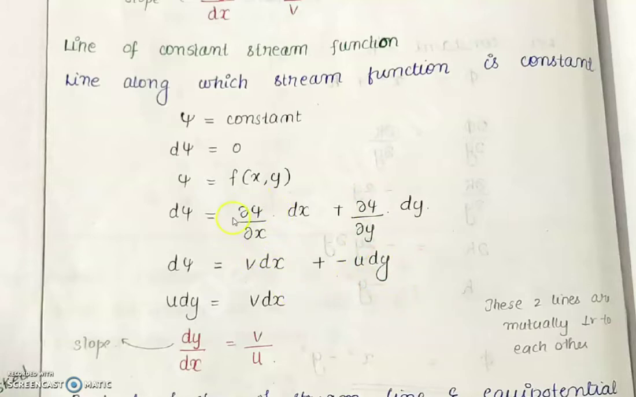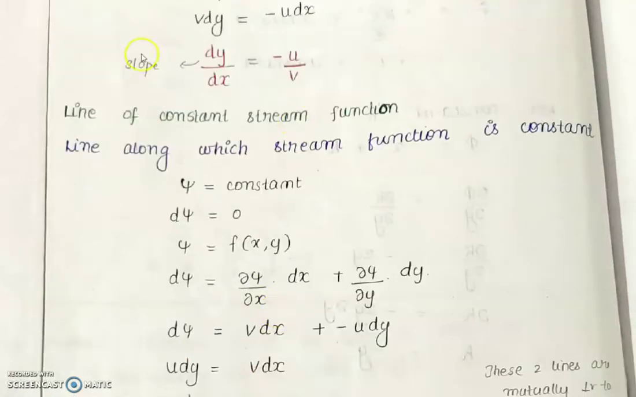This we have seen in the before videos, and here we are substituting these values, and you know that d psi is equal to 0 for the line of constant stream function. So when we substitute 0 here, the equation will become like this. From this we find the slope, that is dy by dx, equal to v by u. Okay, so this is v by u.